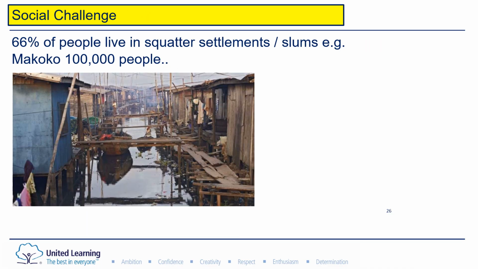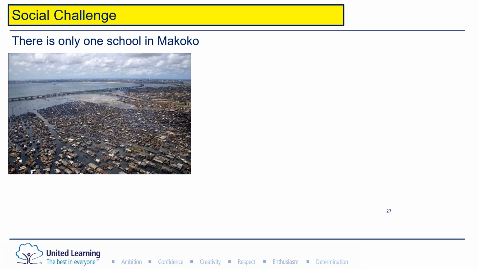Another social challenge in Lagos is 66% of the people cannot afford housing and they live in squatter settlements such as slums. An example of this is the Makoko slum, where 100,000 people live, as you can see, in very poor quality housing on a lagoon in Lagos. What this means is people might not have access to clean water, which means cholera will spread, leading to a lower life expectancy.